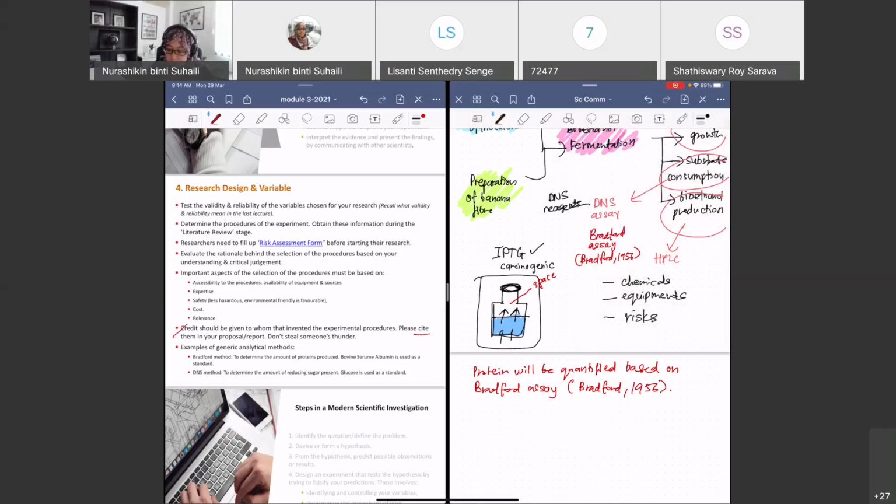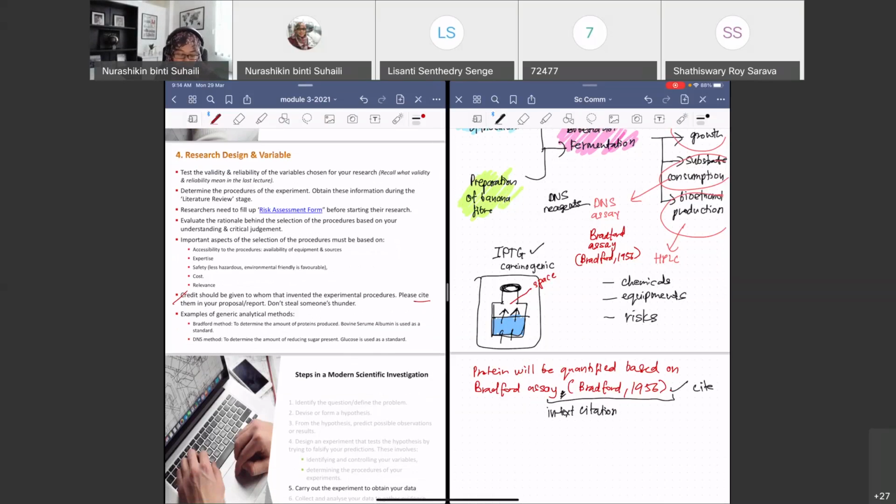This practice is called citation. You know this already, right? This is what we call citation, or in-text citation. What happens if you don't put Bradford 1956? Let's say you just put up to here: protein will be quantified based on the Bradford assay. It is as if the method comes from you, which is not true, and it violates the right of the researcher who invented the method. That's why you need to cite. Please cite them in your proposal or report. Don't steal someone's work.